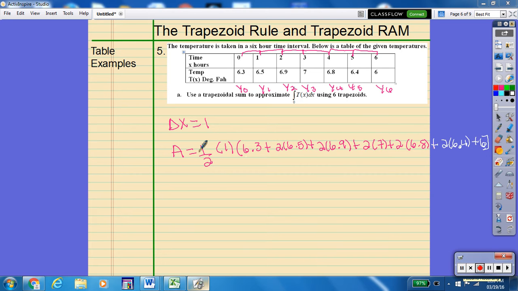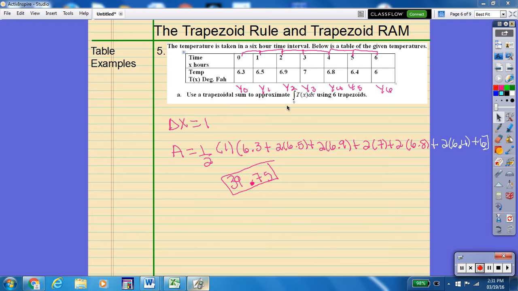Okay, so I kind of ran out of space, but so the area is 1/2 times 1, 6.3, and then everything in the middle gets multiplied by 2, but the last one doesn't. So you can see that here. And so if you simplify that with a calculator, in the end, I get 39.75. 39.75, that's what I get. So hopefully your answer and mine match.